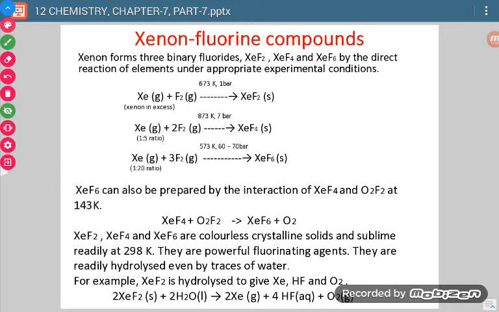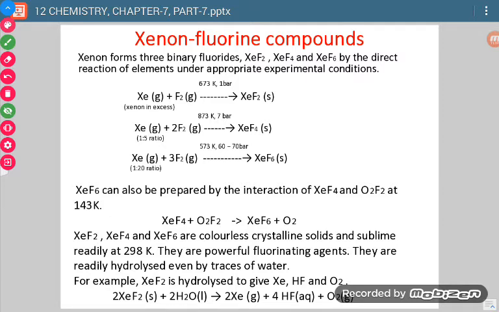Now with which elements does it form compounds? It forms compounds with fluorine as well as with oxygen. What are the proposed reasons? We will say that xenon has the maximum size among the noble gases, and because of that it can ionize easily. So it can combine with the most electronegative elements of the periodic table, which are fluorine and oxygen. So there is a possibility of formation of compounds by the combination of xenon with fluorine and oxygen.